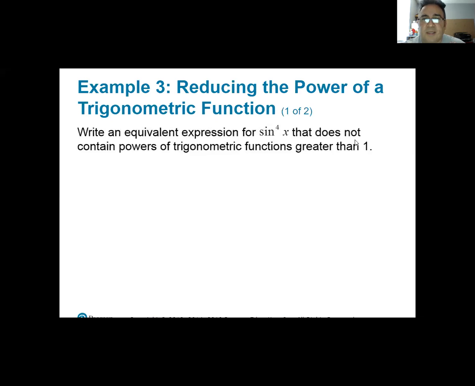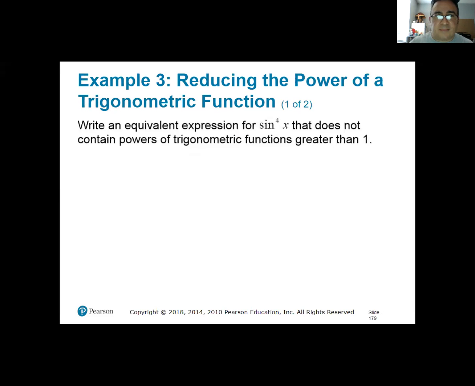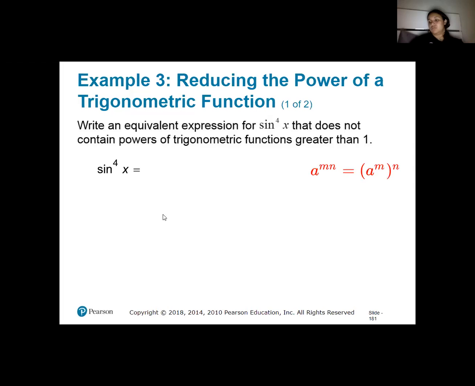So let's see what we can do here. Everybody write that down. Our problem is we have to get sine to the fourth of x to powers that are no greater than 1. So how do we do that? Well, we have to start somewhere, right? We start with sine to the fourth of x.